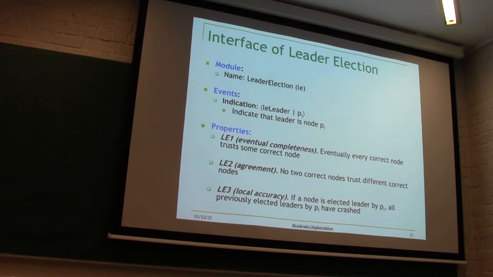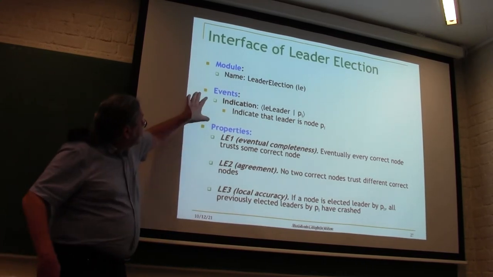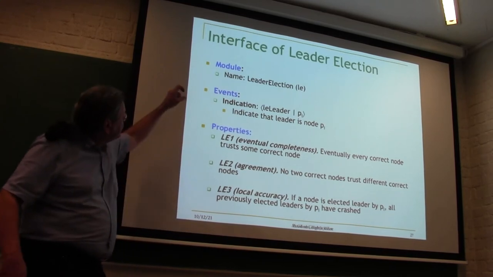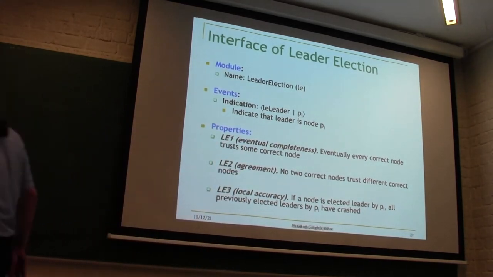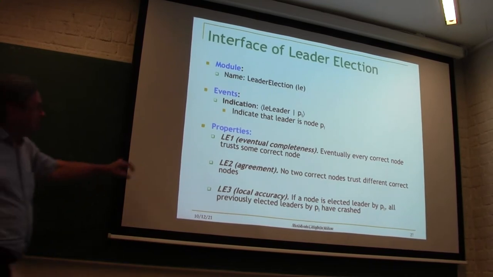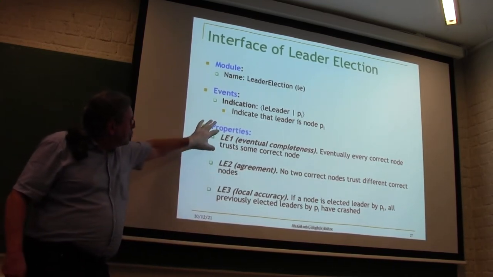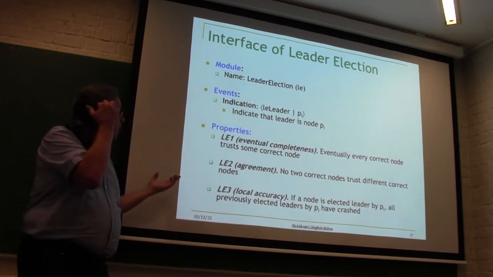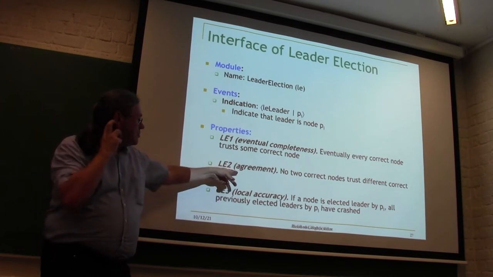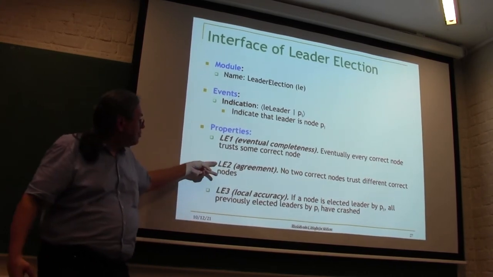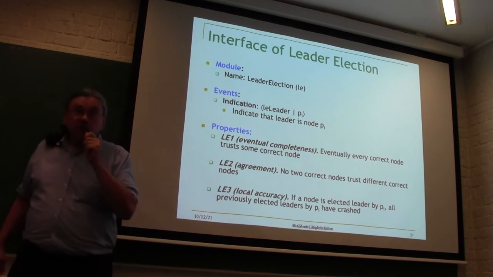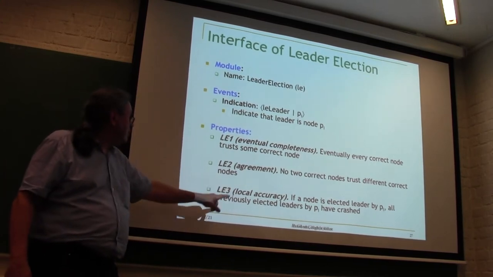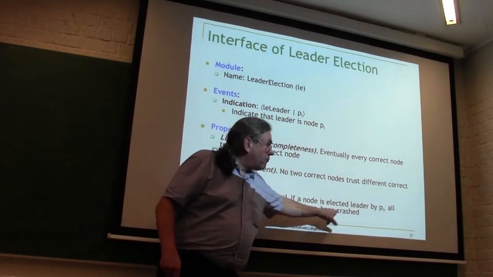Okay, so this gives us our interface, and then we can write the code. So now we're going to do the interface. We have leader election. There's one indication, LE leader, leader election leader. So there's a leader message coming out, and there's three properties. The eventual completeness, which is kind of like the failure detection property, huh? And then the agreement, which is like the no mistake property. No two correct nodes trust different correct nodes. And then this third one, which we've added just so that it's more stable. If a node is elected leader, all previously elected leaders have crashed. Okay?